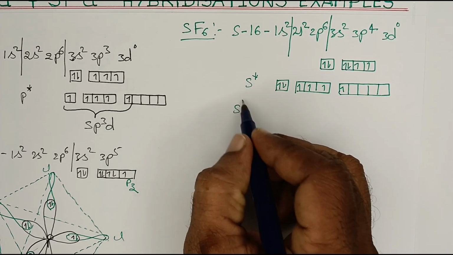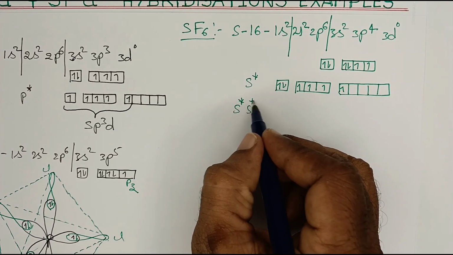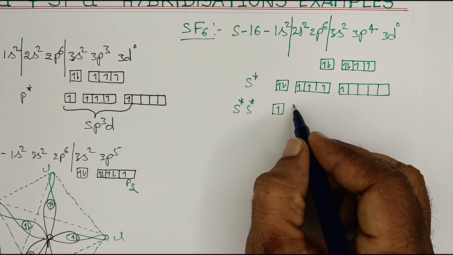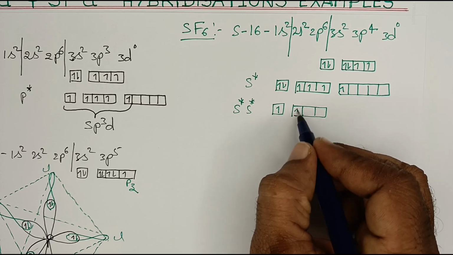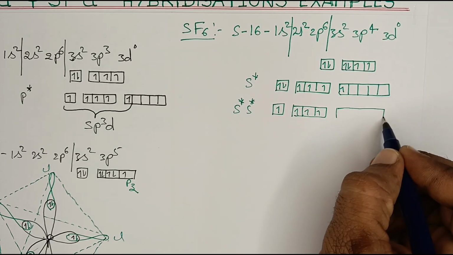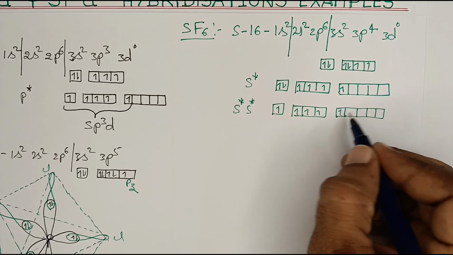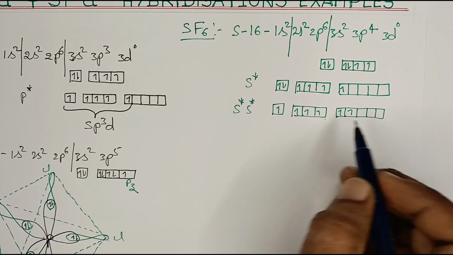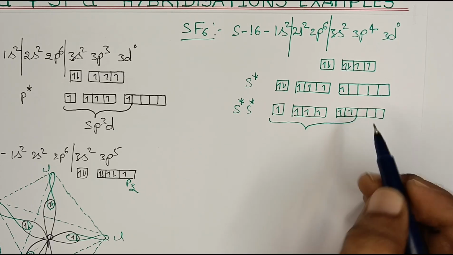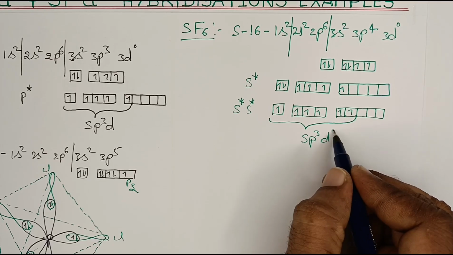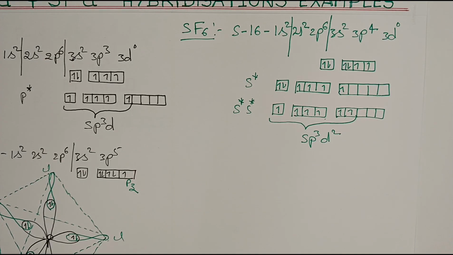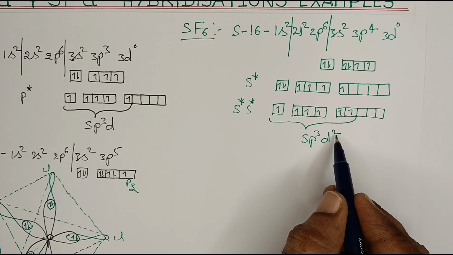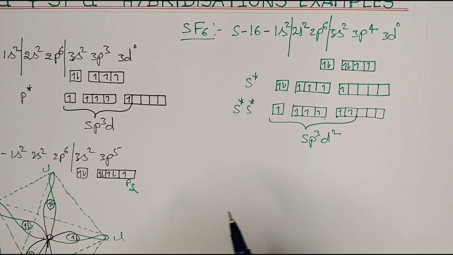On second excitation, one electron jumps from s to d. So the hybridization will be sp3d2. In sp3d2 hybridization, we will get 1 plus 3 plus 2, that means 6 hybrid orbitals.